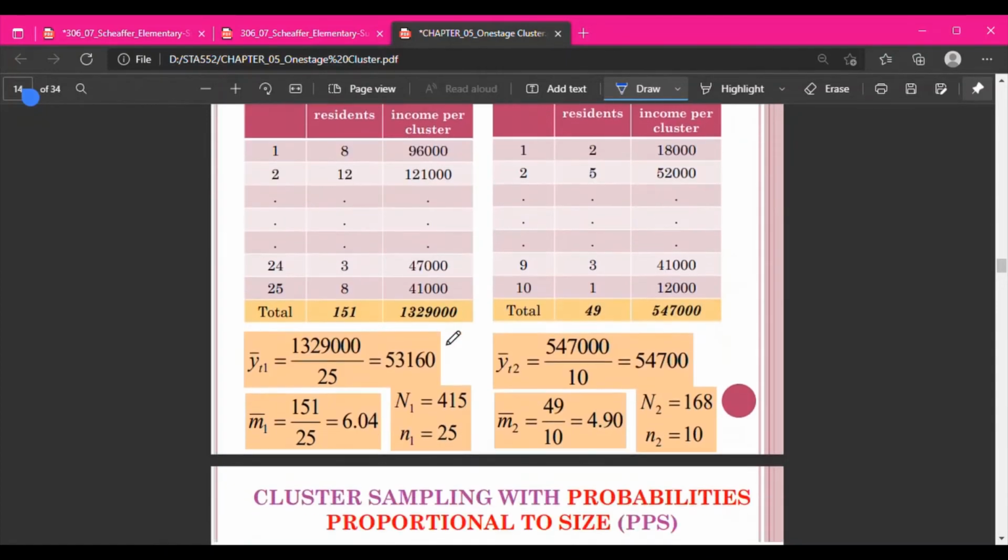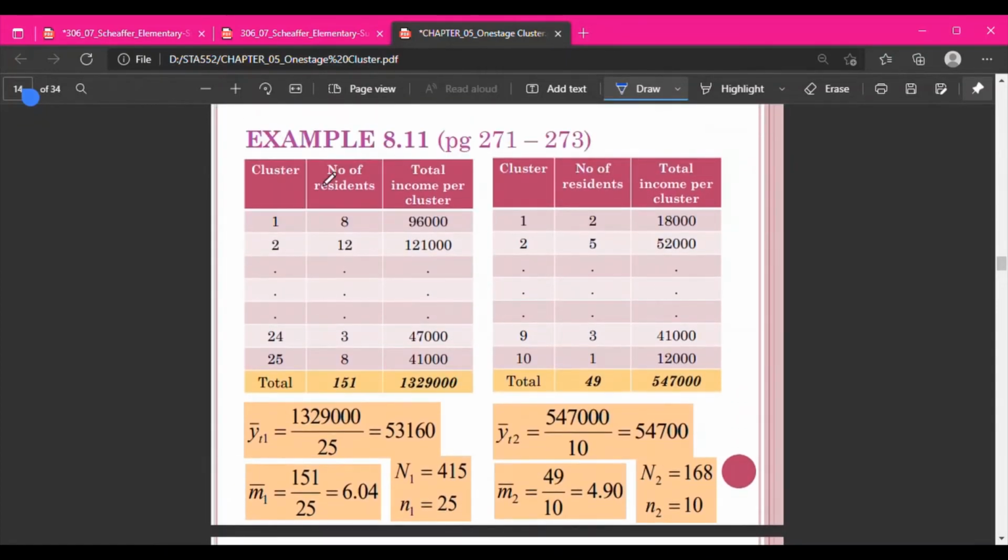Okay, ini contoh. Okay, ini sample contoh dekat sini. First strata, second strata. Okay, first strata here, second strata here, and then in every strata we select several cluster. Okay, for the first strata, we select 25 cluster out of 415 cluster. In second strata, we select only 10 cluster in 168, sorry, 168 cluster.